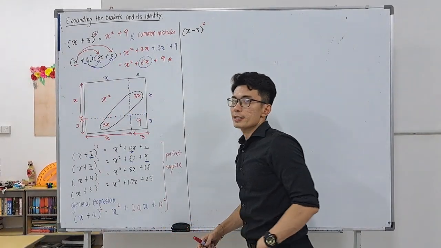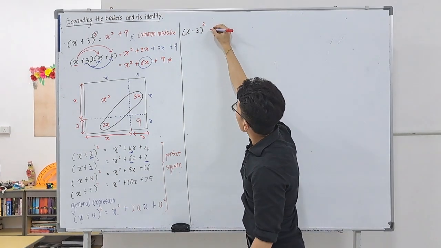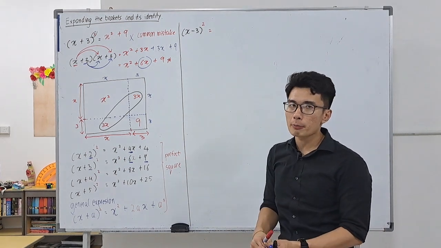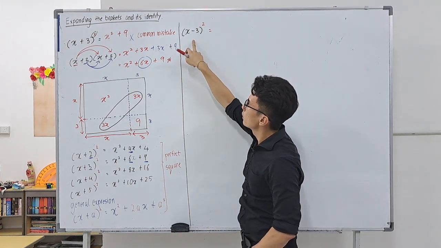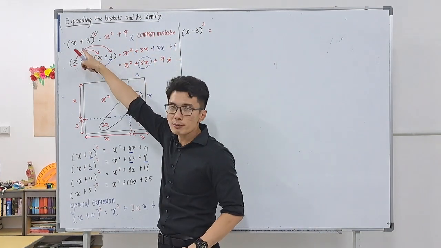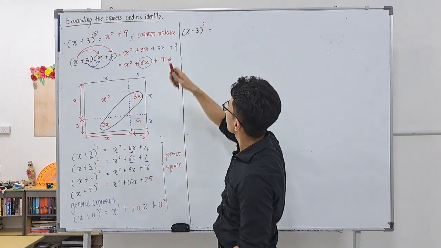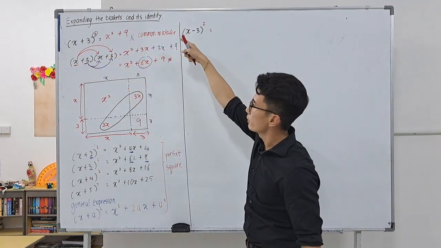Okay, let's try to look at the next expansion over here. So what do I have? I have x minus 3, and everything, I'm going to raise it to the power of 2. Now take a look at this. This is going to be very similar to this, right? Very similar. But what's the difference? The difference is going to be the sign. One of them is positive and one of them is negative.